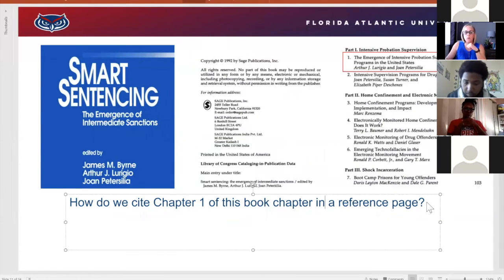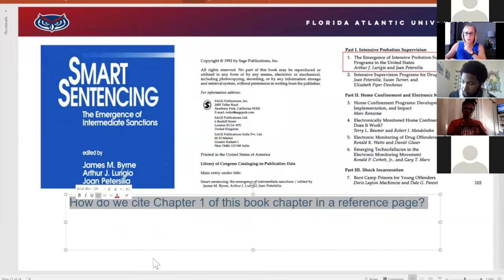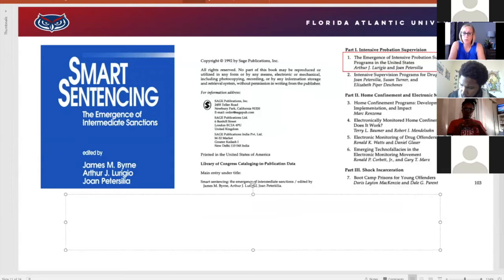So this is now a book that has multiple authors. It's an edited volume, okay? So this book, Smart Sentencing, is edited by these 3 individuals, and each chapter has different authors. All right, so for this, if we're gonna cite chapter 1 of this book, how do we do so?